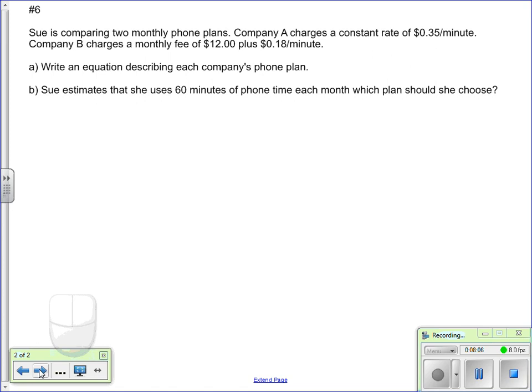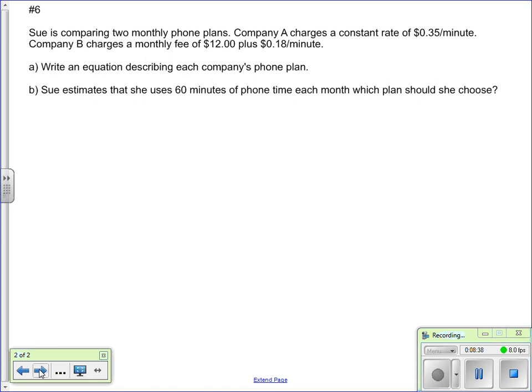Okay, hopefully you got the answer you were looking for, and hopefully you found out that that $4,000 is in fact the y-intercept, or b, in the equation. We're going to do one more example, and that's number 6. In number 6, we're looking at a comparison of 2 monthly phone plans. Company A has a constant rate of 35 cents a minute, and Company B has a flat rate of $12 and 18 cents a minute.